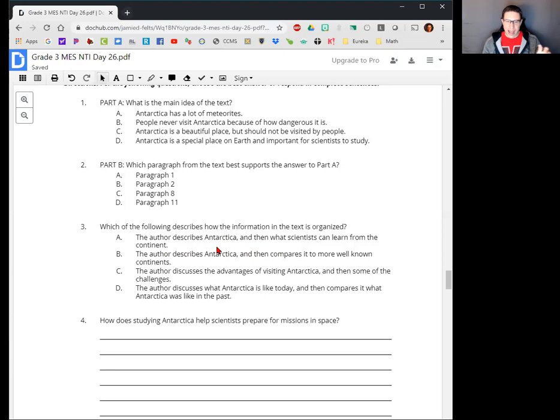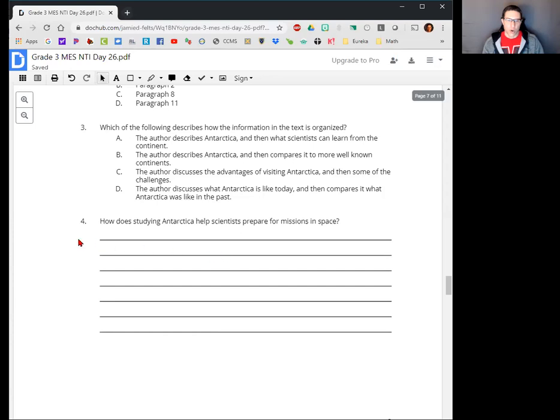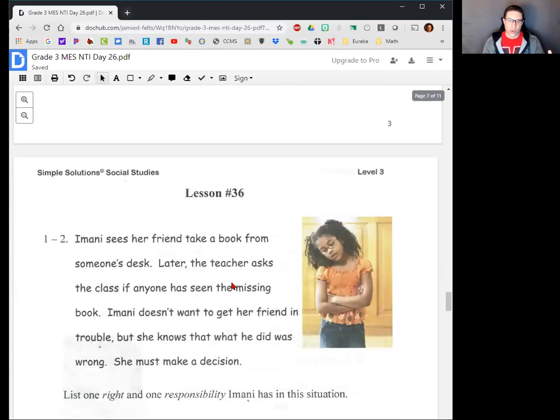Again, it asks how things are organized. So just read through those and see what came first, what came in the middle, what it talks about. So pick one of those, and then it ends with a short answer here. Don't forget wrap: restate the question, answer it, and then prove it with evidence from the story.